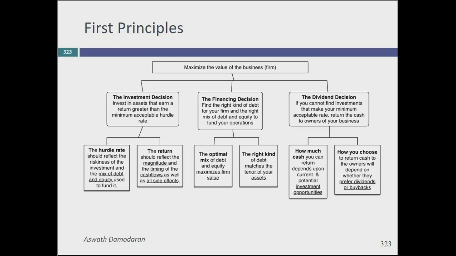So it took us a while. Let's restate the investment decision. Let's see if now we have something we can hang our hat on. Invest in assets that earn a return greater than your minimum acceptable hurdle rate. The hurdle rate should reflect the risk in your investments. How do we measure risk? For a publicly traded company, we measure it as the risk you cannot diversify, a beta with equity and a default spread with debt. And it should reflect the mix of debt and equity. Those are the weights on your debt and equity in your cost of capital.